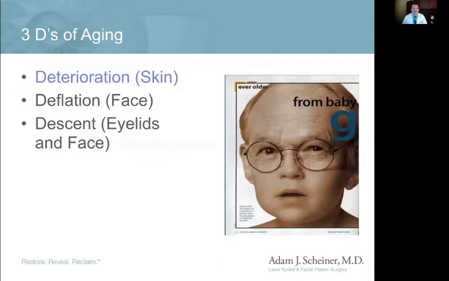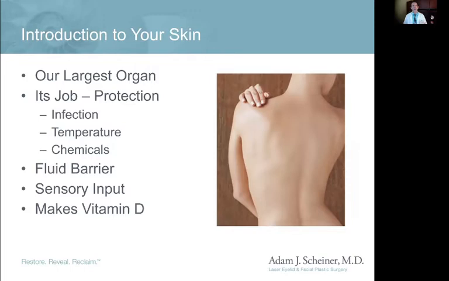I talked about the three D's of aging: deterioration of the skin, deflation of the face, and descent of the eyelids and face. The first thing is skin. I'd like to educate you here today. The skin really is our largest organ. We usually think about our liver being an organ, our heart, our lungs, but the skin is an organ, and it's our largest. Its job is protection. It's a fluid barrier. It's our organ for sensory input, and it helps us make vitamin D in the sunshine.